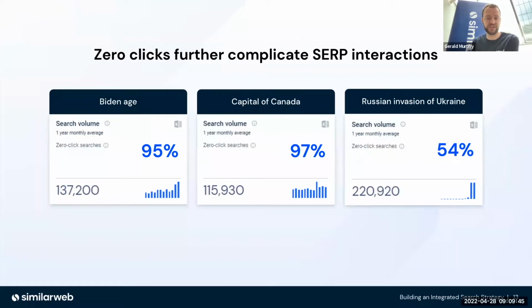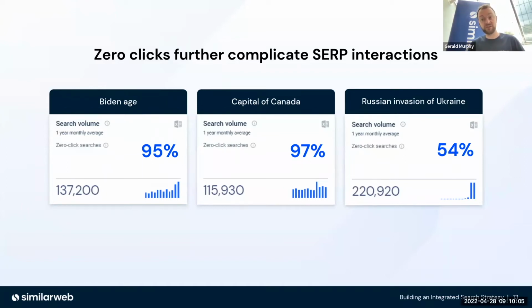out of 100%. So when we're looking at keywords, we don't want to just be looking at search volume, because in theory, Biden age would be a good keyword. You can see in the bottom right-hand side, it's growing in demand. But actually, when you start to account for things like zero clicks, it's actually a very weak keyword. It's not likely to get us more traffic to our website.